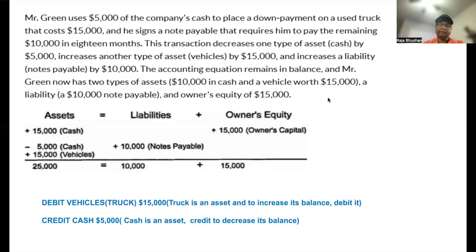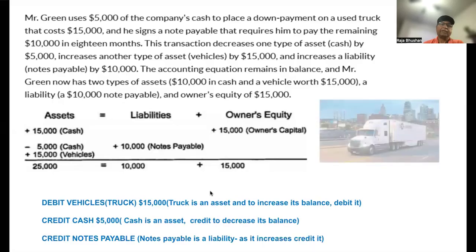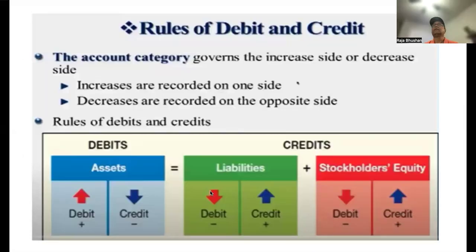To decrease an asset, we credit it. To increase an asset, we debit it. To increase a liability, we credit it. To decrease a liability, we debit it. So this is the basic accounting equation which we should remember. So debit vehicles 15,000, credit cash 5,000, credit notes payable 10,000, to balance both sides of the equation. Right, friends? So this is a simple example of how to understand debits and credits.